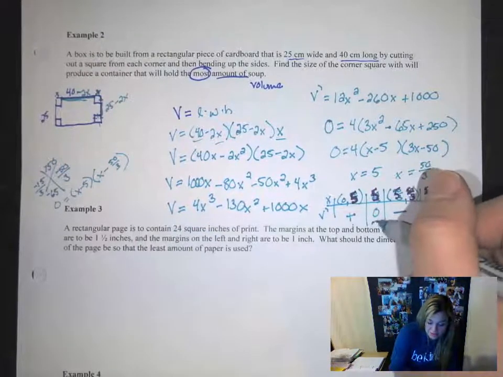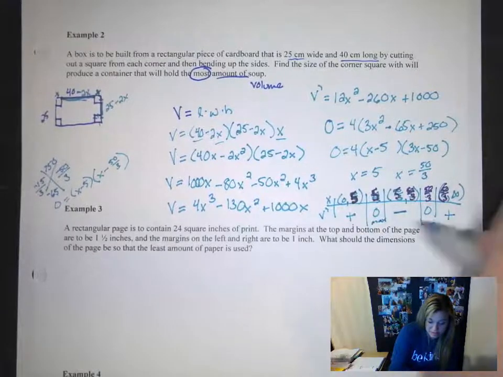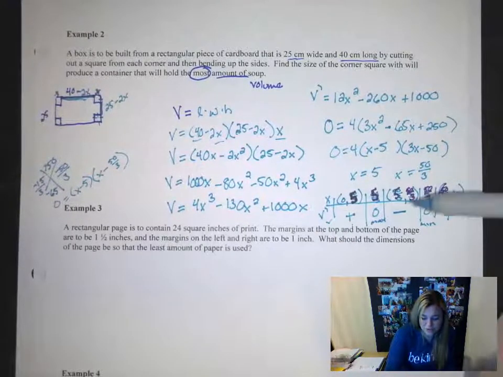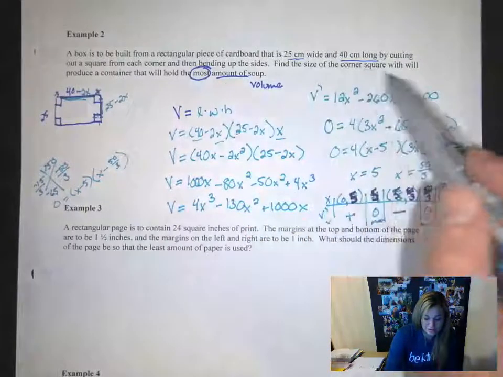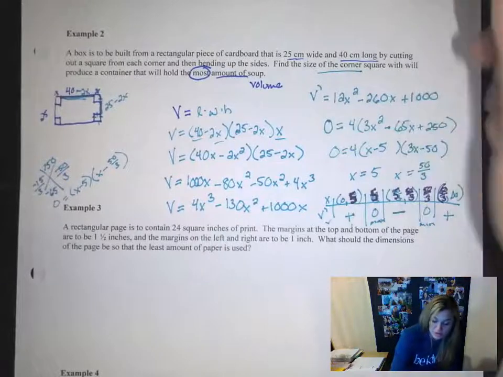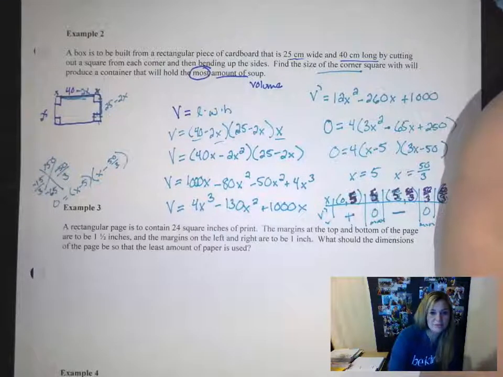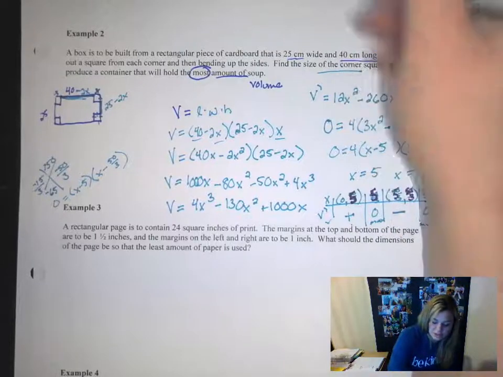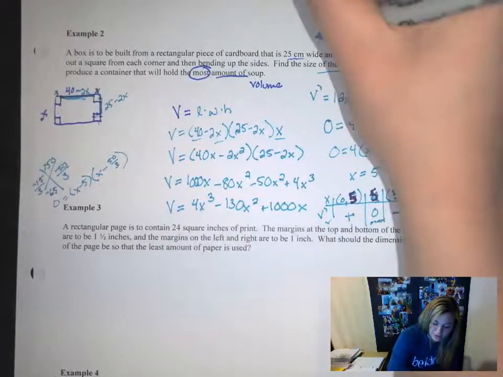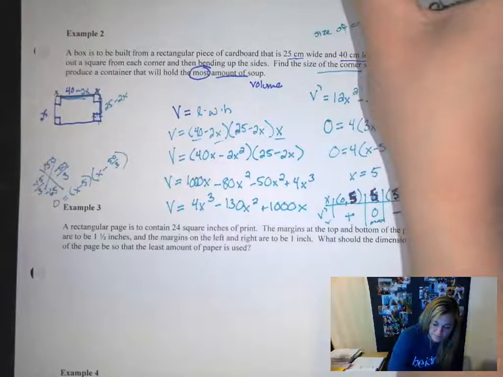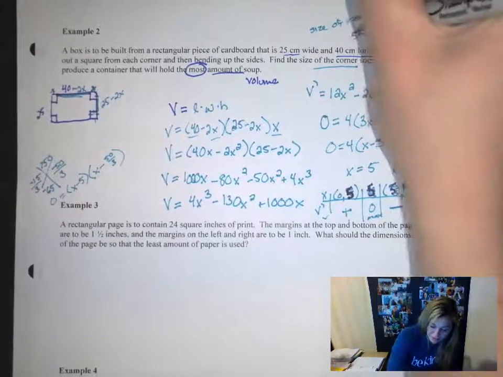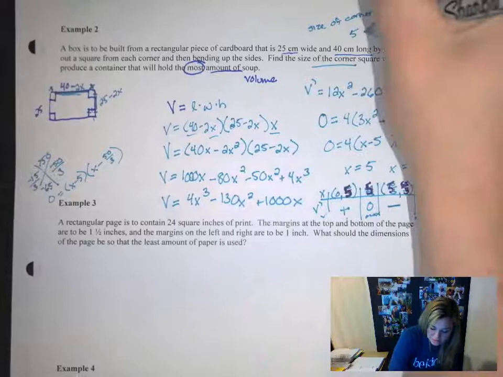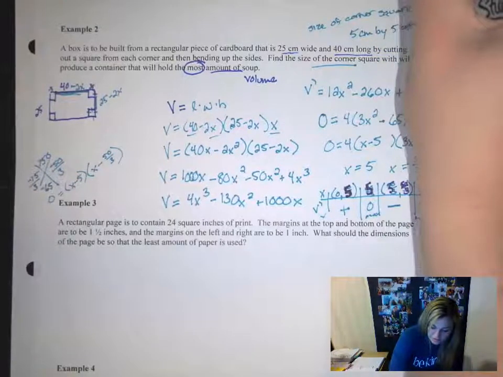I can see right here is going to be my maximum, and here is going to be my minimum for v, because I have a derivative that's changing from positive to negative. So I'm going to go up here because I'm running out of room down here. It says find the size of the corner that will produce the container that will hold the most amount of soup. The size of the corner square, there's a couple ways that you can do this, but let's do the dimensions. The size of the corner square would be 5, because that's what we just found out to be the max, centimeters by 5 centimeters.